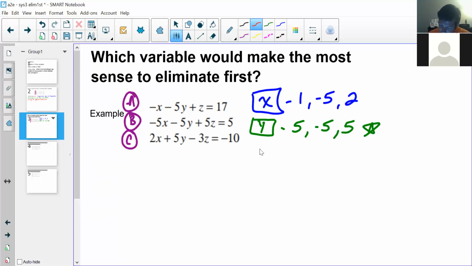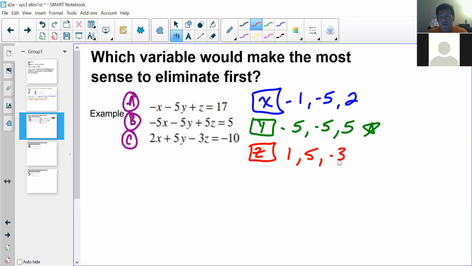But I do want to check out my z's, just to take a look at them. My coefficients for z are 1, 5, and -3. And again, they're pretty simple with 1 and 5, but you can see 5 and -3. I can't take a -3 and easily get it to 5 with multiplication. I would have to work a little bit harder with that. So I'm going to stick with the letter y in this particular case because I already see opposite coefficients.